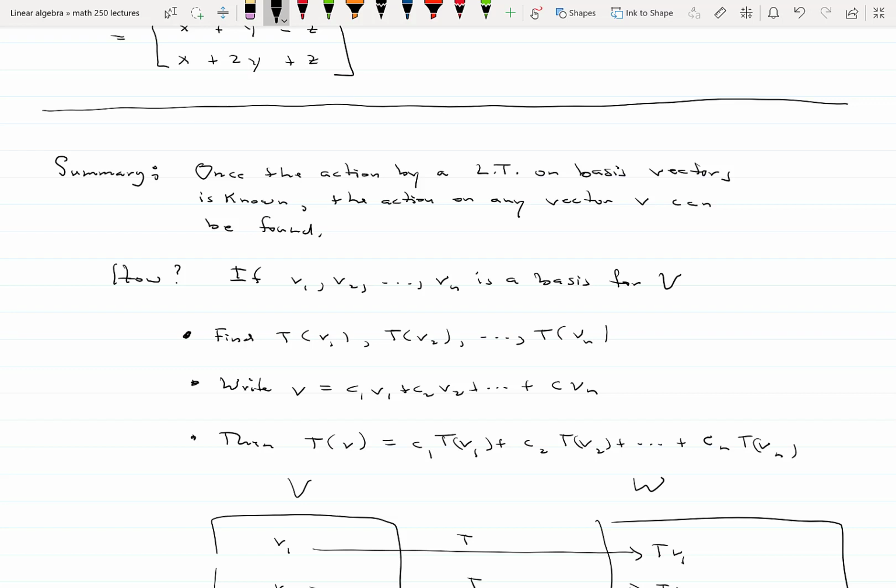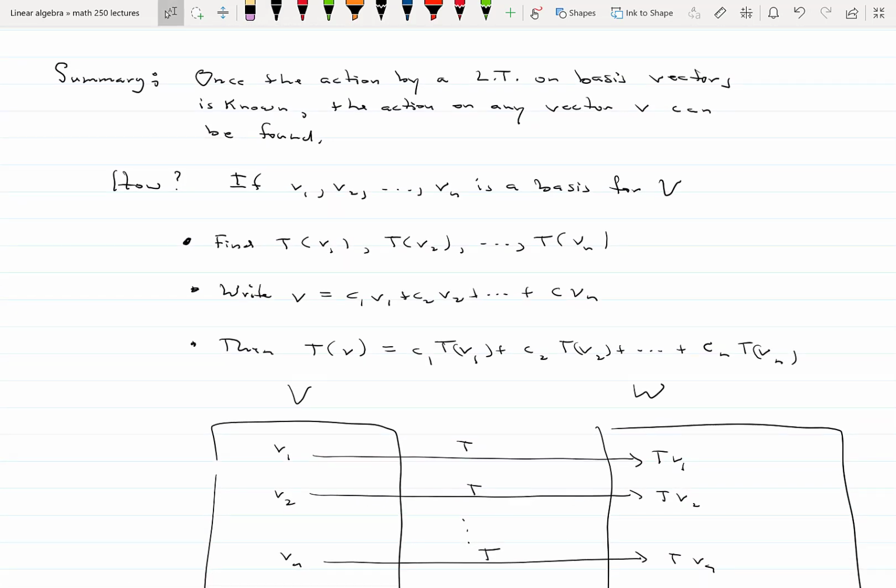If v1 to vn is a basis for V, find T of v1 to T of vn. Find the action of the linear transformation on each of the basis vectors. Then go back to v and write an arbitrary vector v as a linear combination. That could be hard because you have to find constants c1 to cn. Take your vector v and write it as a linear combination of the basis vectors. Then take T of both sides, take T of v. Then T of v is, by that last part of a theorem a couple of eons ago, c1 T of v1 plus c2 times T of v2, etc.